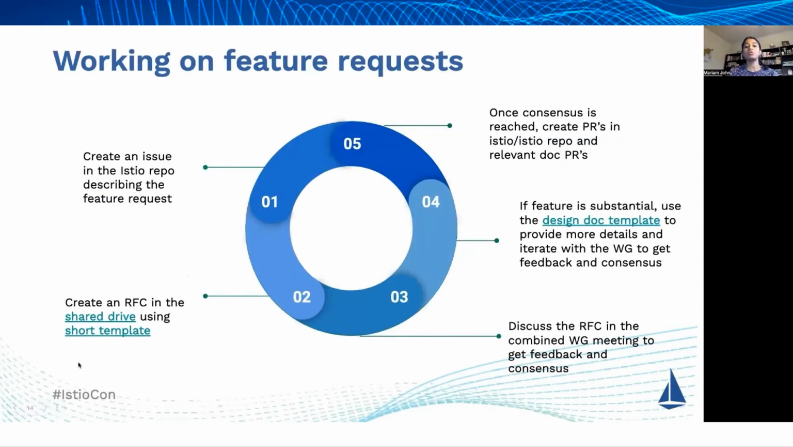Once you have gotten used to the process of submitting PRs and resolving issues, and as you gain expertise in an area, you may want to start working on feature requests. The community repo has details about the process of submitting feature requests, but on a high level, this involves creating an RFC or a design doc explaining the feature and presenting it in the combined workgroup meeting to get early feedback.